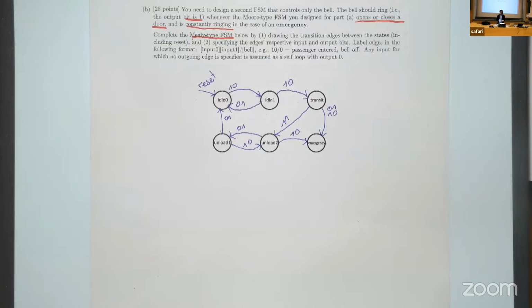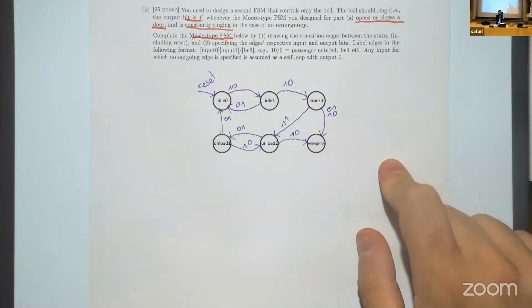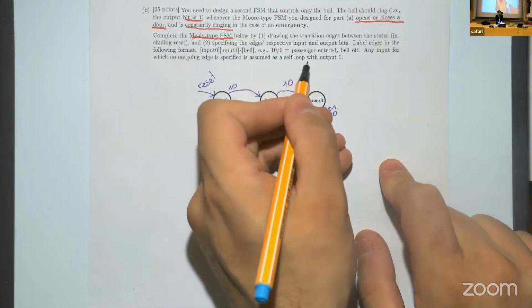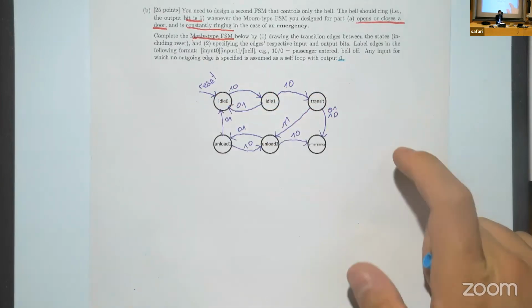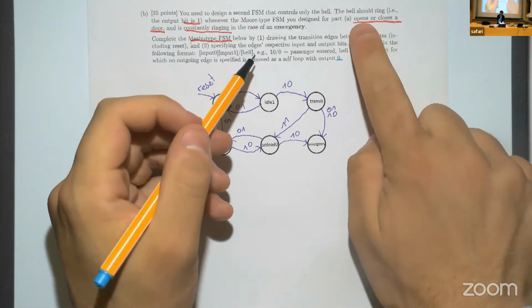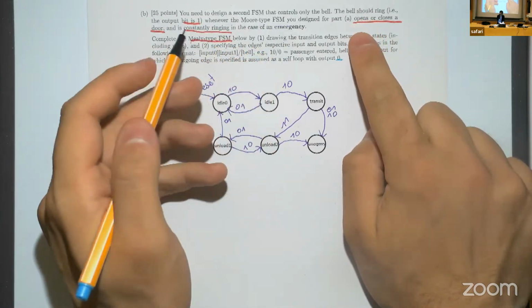What's important to note here is that, first of all, we have to give an output bit for each of these edges. And the self loops now, right? Since we're just making an assumption about what a self loop is supposed to mean if it's undefined, we're saying, okay, if you leave something unspecified, it's a self loop with output bit 0. So if we need anything else in a self loop, we have to explicitly specify that self loop. So let's see what our output is supposed to be. The bell should ring whenever the Moore type FSM from part A opens or closes the door.